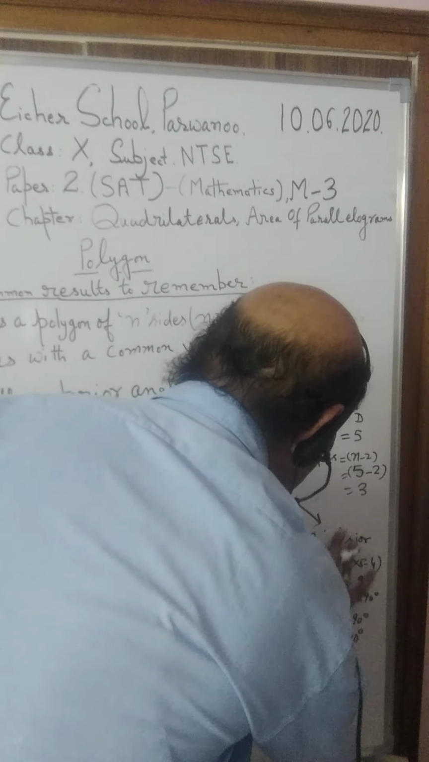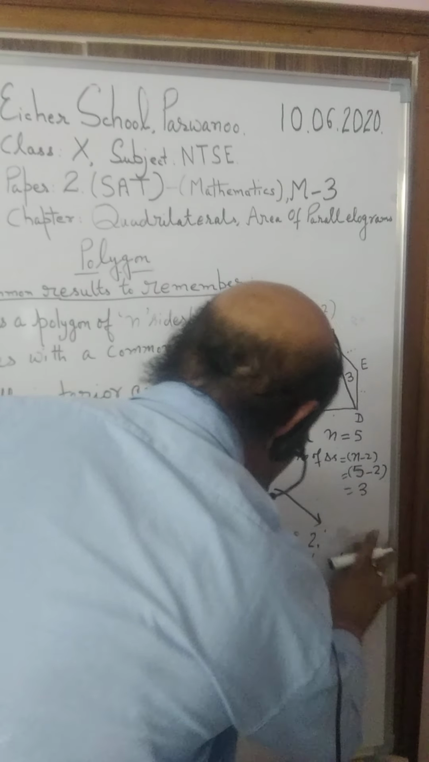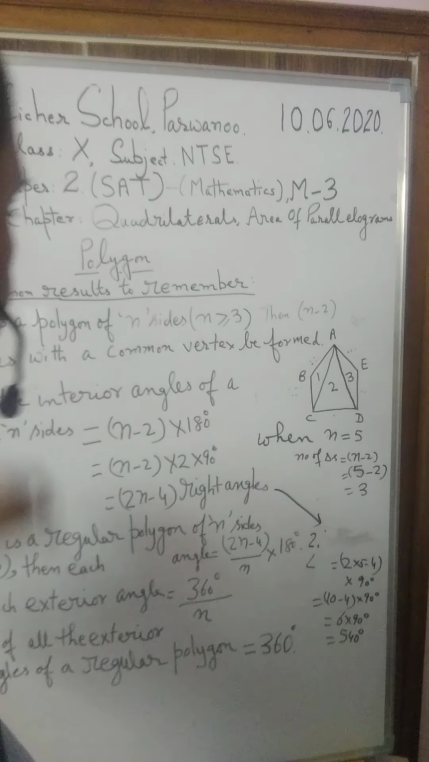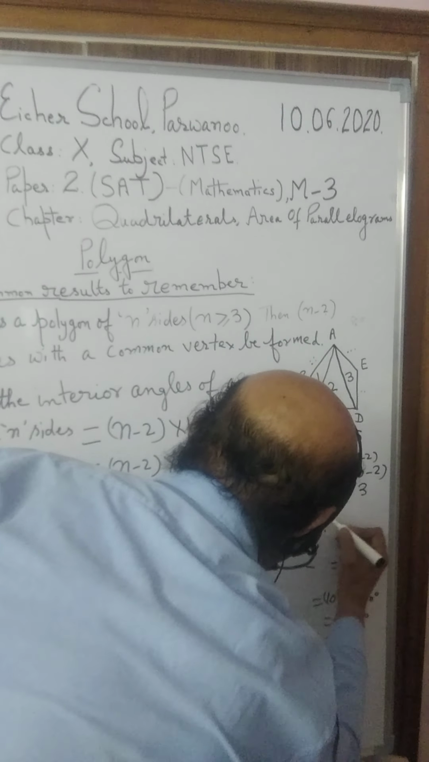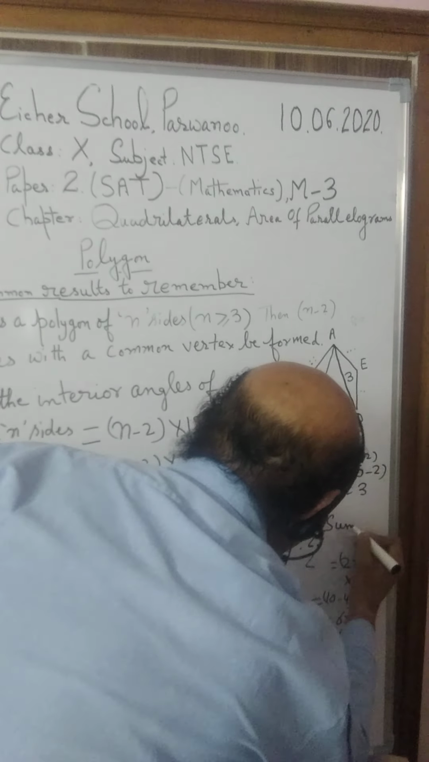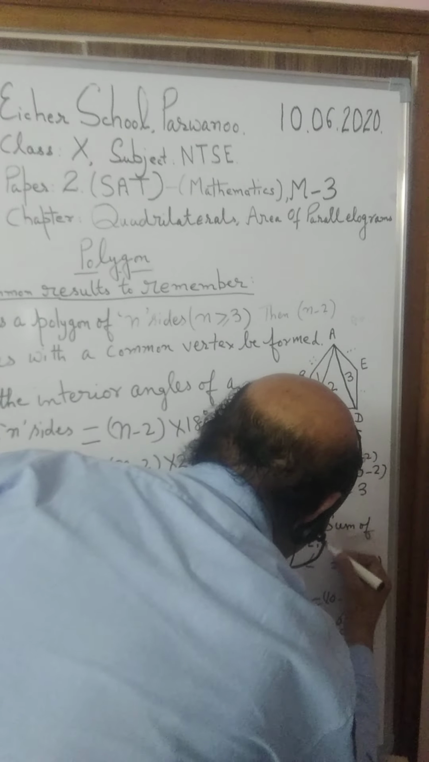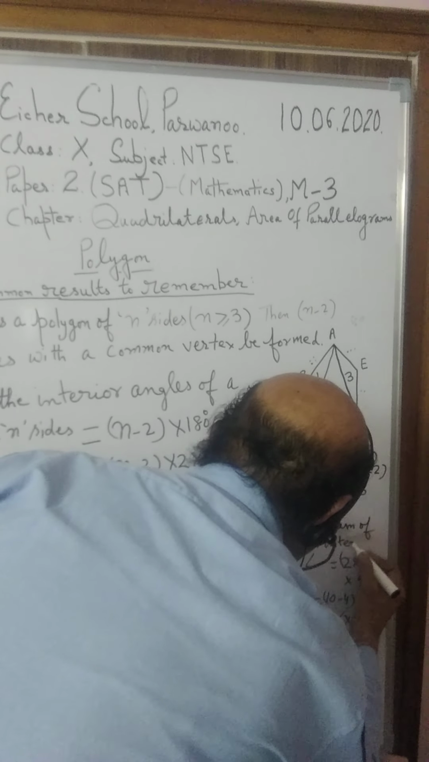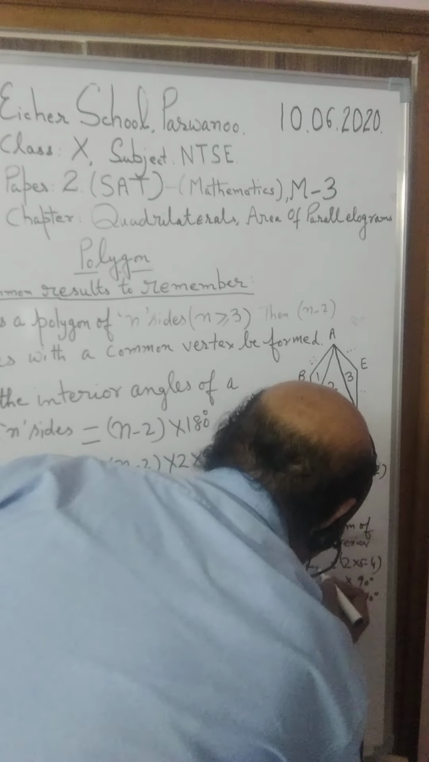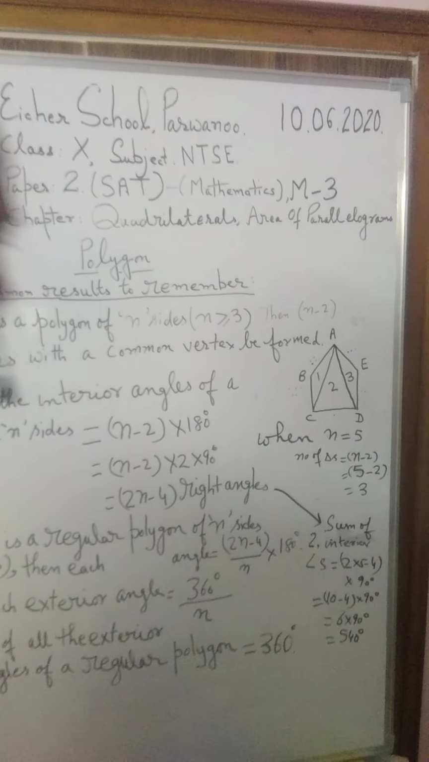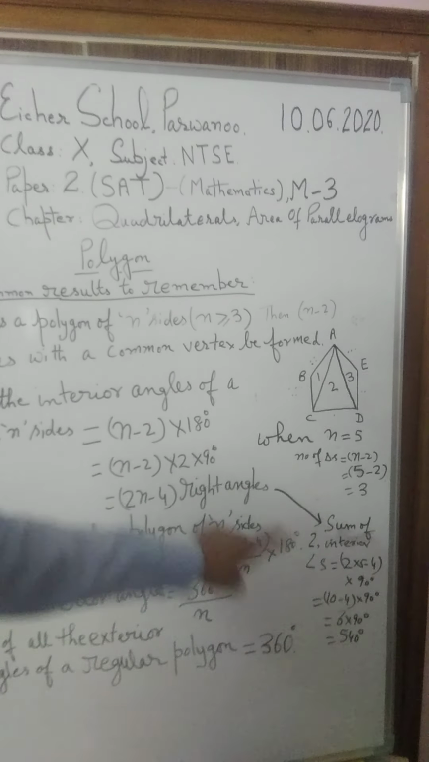So the sum of the interior angles will be completely written like this. Sum of interior angles is equal to 540 degrees.